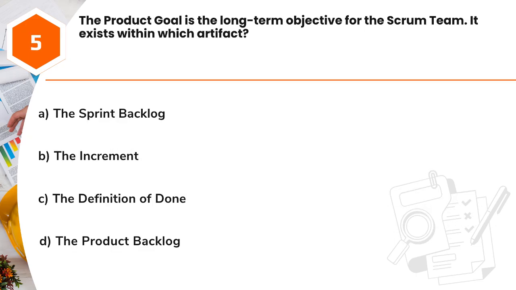Question 5. The product goal is the long-term objective for the Scrum team. It exists within which artifact? A. The sprint backlog. B. The increment. C. The definition of done. D. The product backlog.